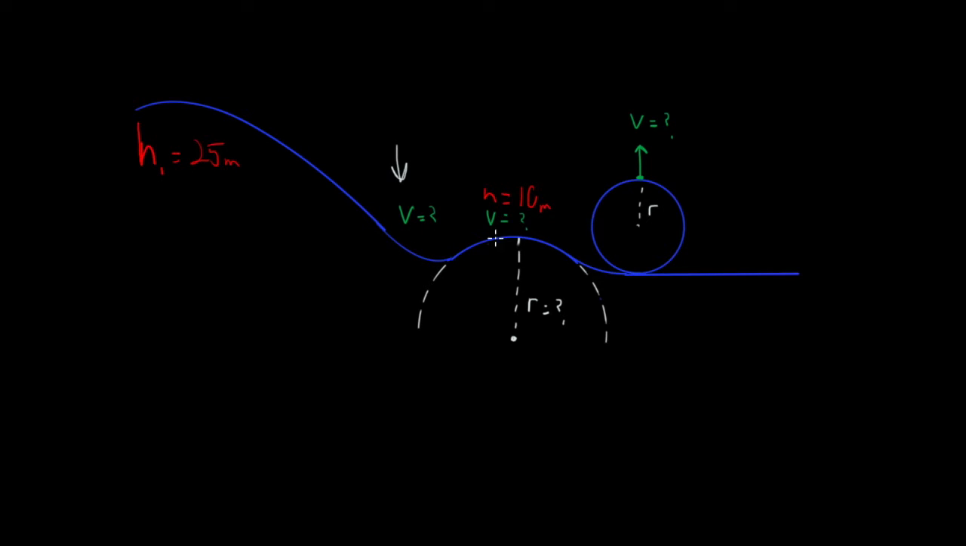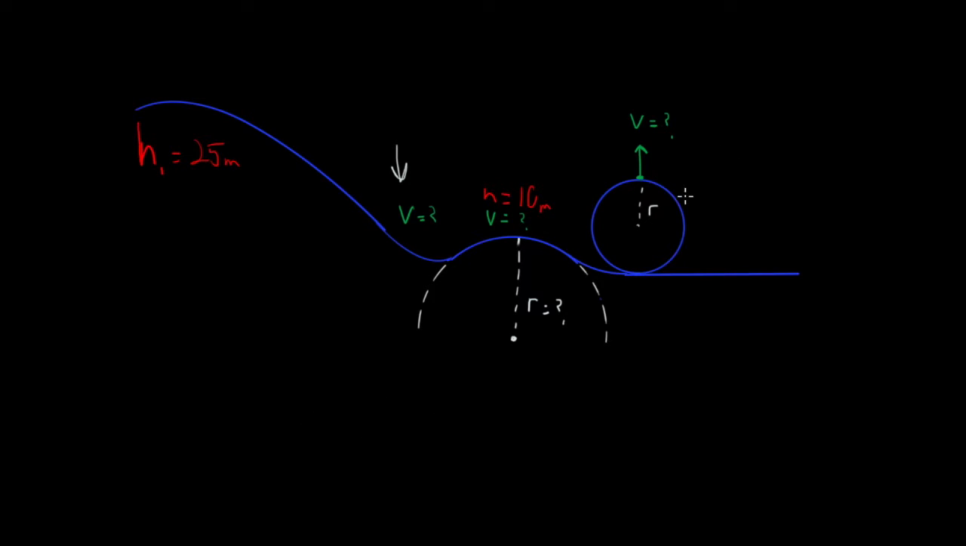And then it's going to hit this second hill. It's going to hit it fast. It's going to go up to a height of 10 meters. What will its velocity be at that point? And what radius must that hill be at minimum in order to prevent the roller coaster from flying off of the tracks? Because if that hill is very tiny, then that roller coaster goes up it and then jumps it.